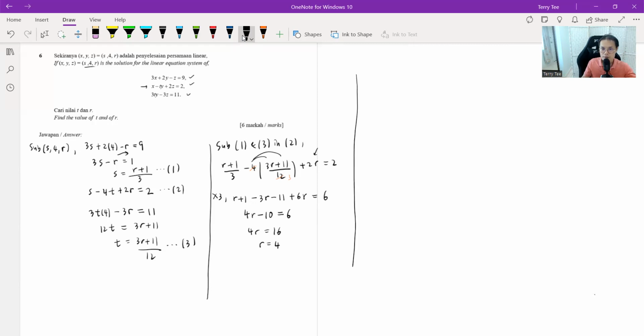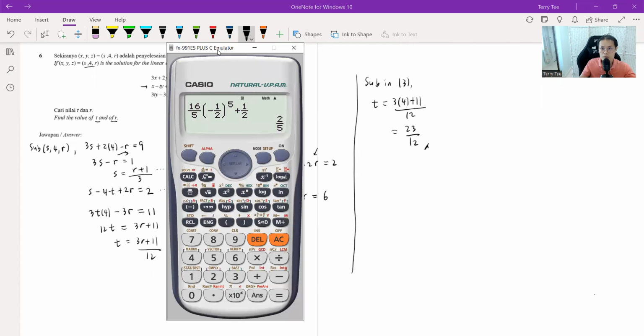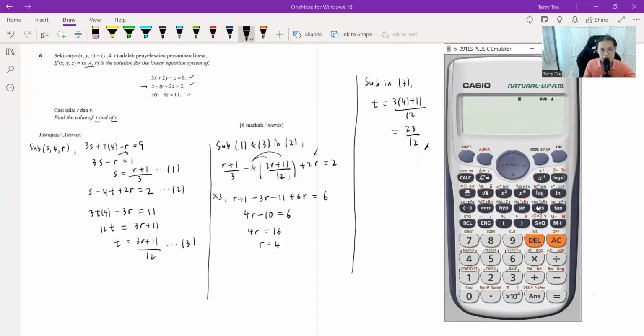Okay, remember, I'm supposed to find t and r. I've got r already. I just have to sub inside equation 3, find my t value: 3 times 4 plus 11 over 12. All right. Now, it's not a nice answer because 3 times 4 is 12. 12 plus 11 is now 23, sorry, 23 over 12. Okay, one good news, you can use your calculator to validate your answer, but you have to go back to this equation.